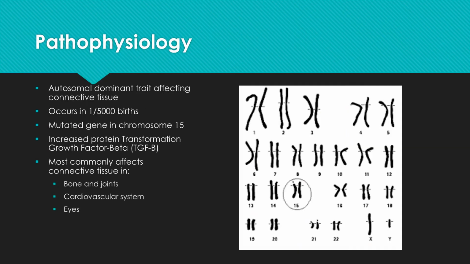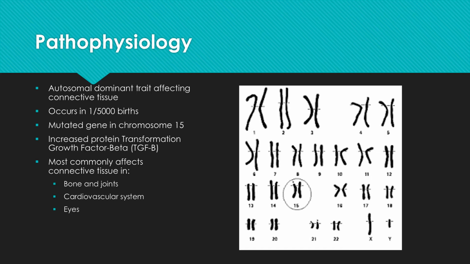Marfan syndrome is an autosomal dominant trait that affects the body's connective tissue. As an autosomal dominant trait, a person with this diagnosis has a 50% chance of passing the mutated gene onto their offspring. It occurs in 1 in every 5,000 births. 75% of these come from a parent who has Marfan syndrome. 25% occur through spontaneous mutation, meaning that there is no explanation for it.